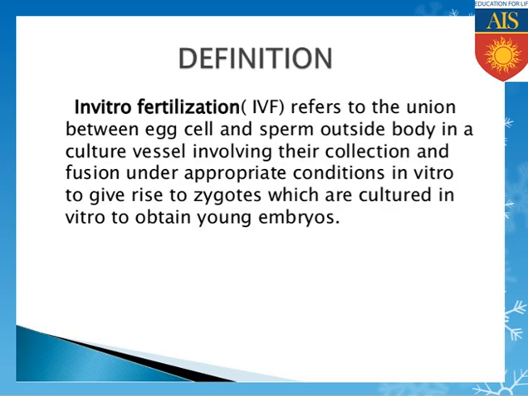If the fertilization gets over, the zygote will be formed, and the zygote will grow up to the 8 to 16 celled stage, that means up to the blastula stage. And just when the blastula stage arrives, the blastula will be implanted within the endometrial lining of the female. So that is the embryo transfer.